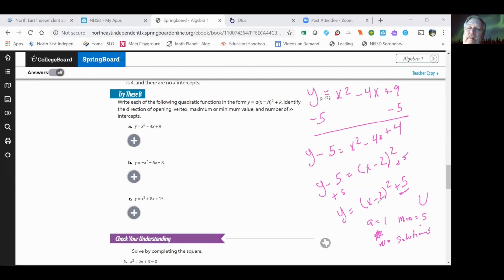Remember, the vertex is going to be, remember we use an opposite value here, so it's going to be 2, 5 is going to be the vertex. So the vertex is the point 2, 5. It's going to be opening upward. So therefore it has a minimum value of 5.